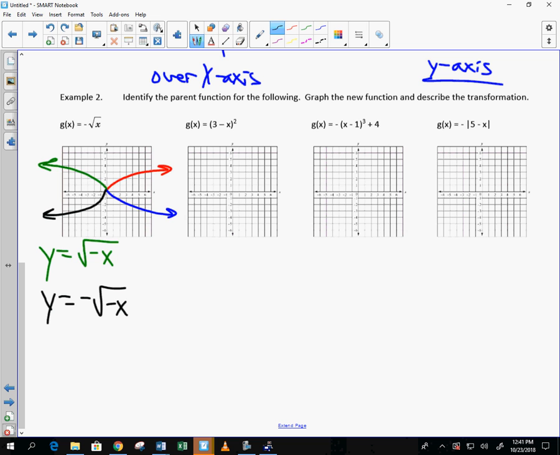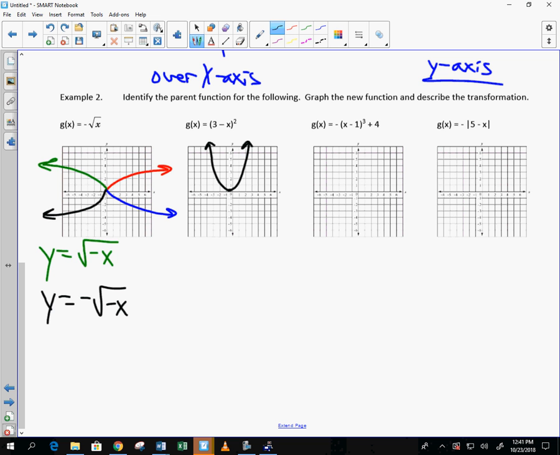Okay, parent function for the next one. Parabola, right? Now, when you see the negative in front of the x, what do you think of? Is that negative on the outside or inside? So you're thinking horizontal flip, right? I'm going to try to get that out of your brain. Really only think about the horizontal flip when you're thinking about square roots. And I'll show you why.